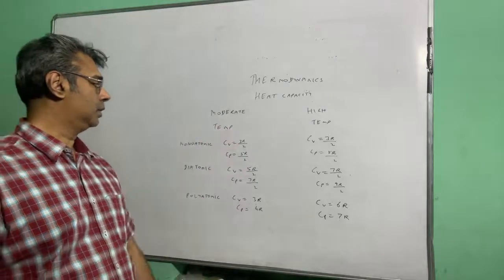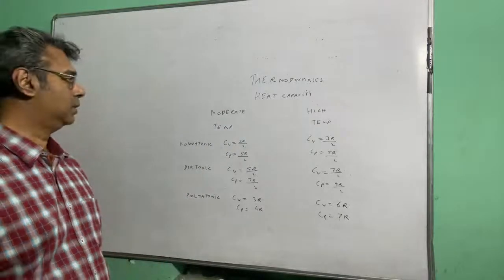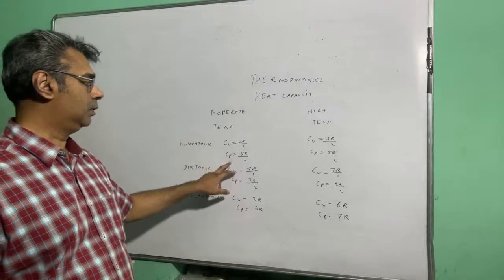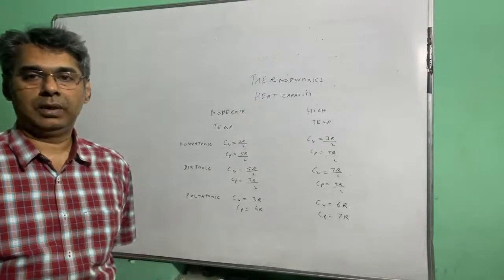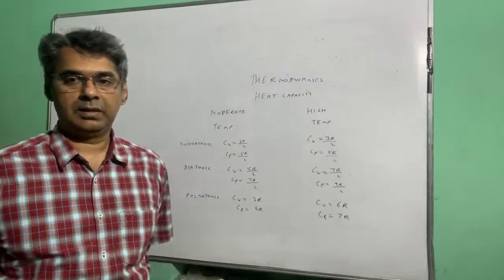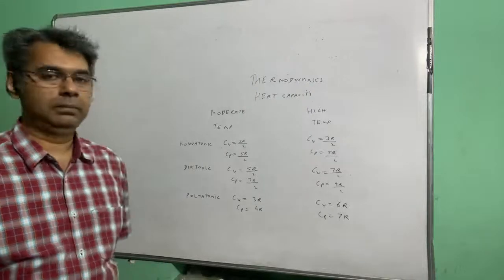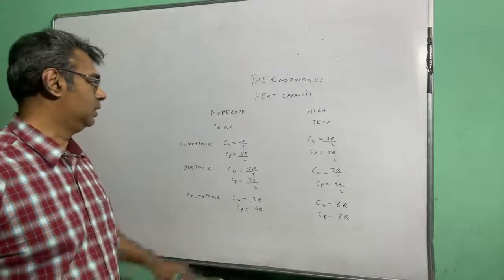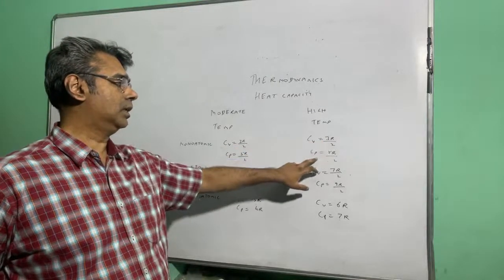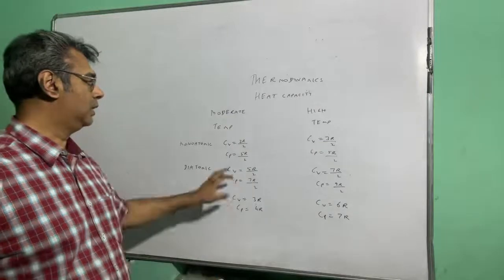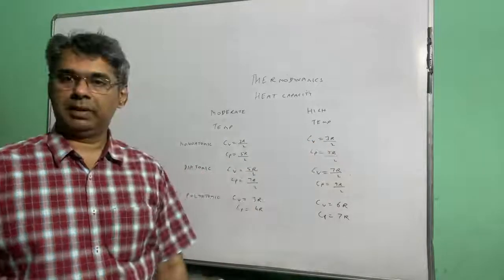For a monoatomic gas at moderate temperature, Cv is 3R by 2 and Cp is 5R by 2. Why does this happen? Because in a monoatomic gas there are only 3 degrees of translational freedom. There is no rotational or any other type of degree of freedom. If the temperature is high, then also Cv is 3R by 2 and Cp is 5R by 2.